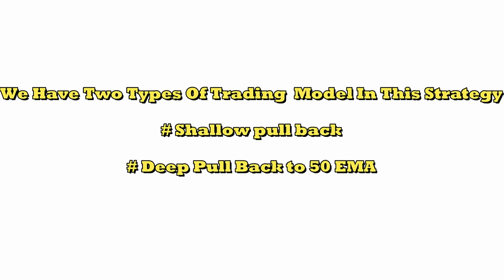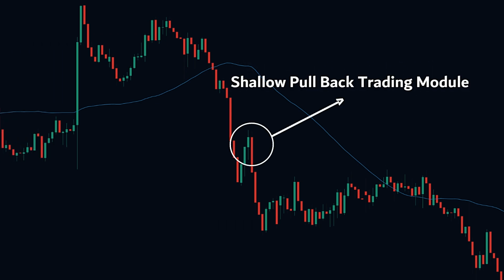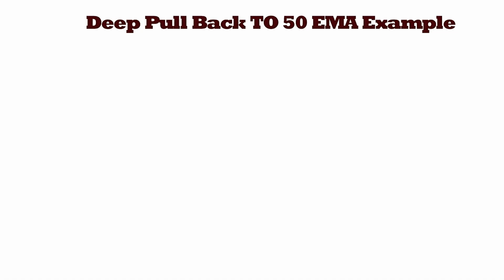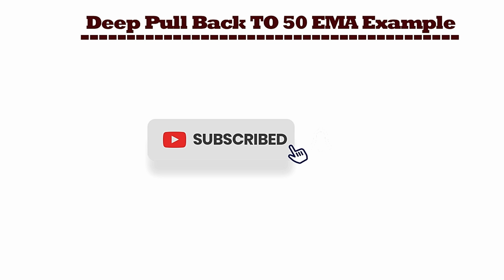So if you find this entry, you target 1:2, 1:3, depending on your confidence. You have two types of entry trading model in the strategy: shallow pullback and deep pullback to the 50 EMA. The last one we shared is for a shallow pullback, whereby price breaks the 50 EMA and shows a pullback, and the entry model. Then for the deep pullback, I've got to share the example too.